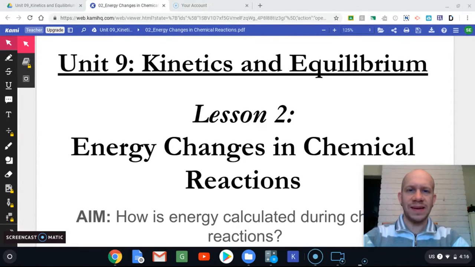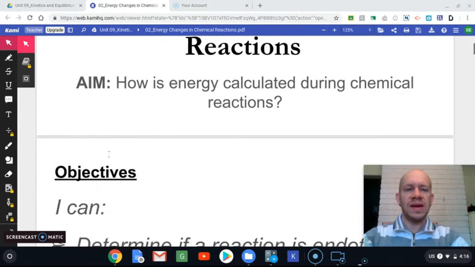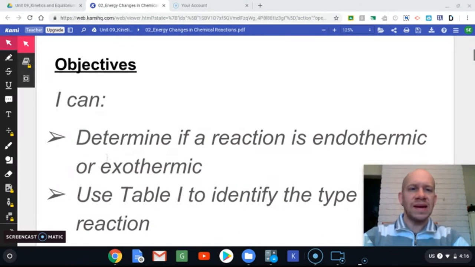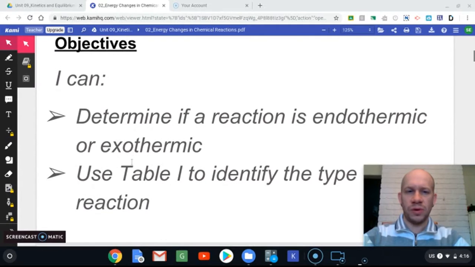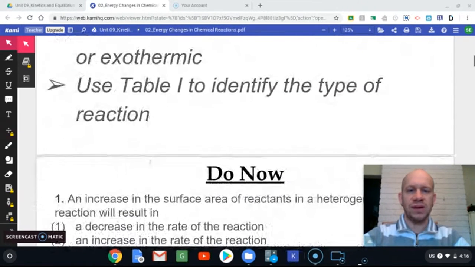This is Unit 9, Kinetics and Equilibrium. Lesson 2, Energy Changes in Chemical Reactions. How is energy calculated during chemical reactions? The objectives of this lesson: I can determine if a reaction is endothermic or exothermic, and I can use Table I to identify the type of reaction.